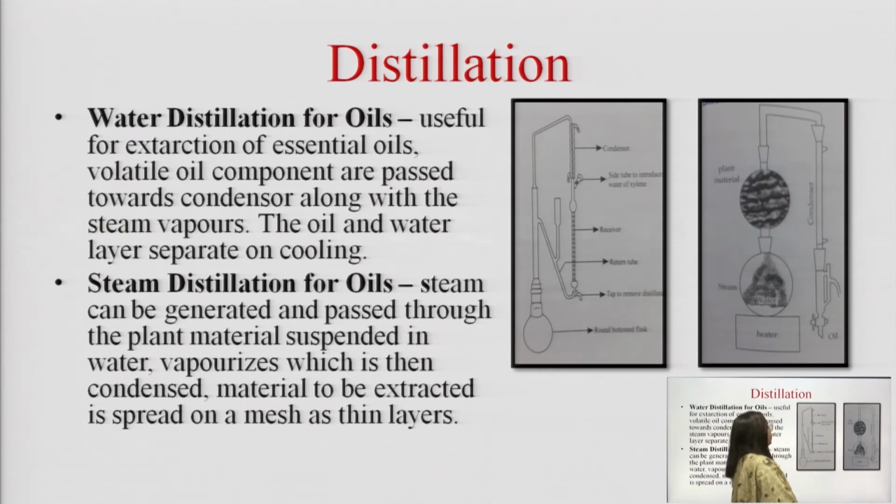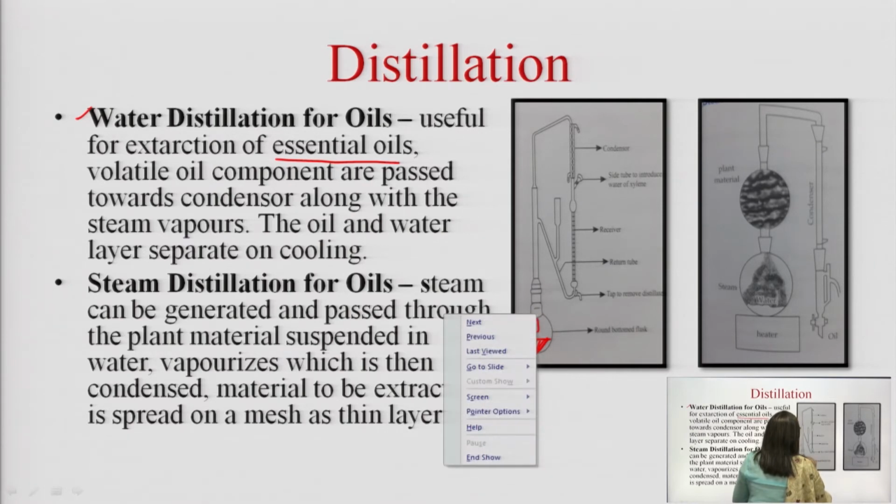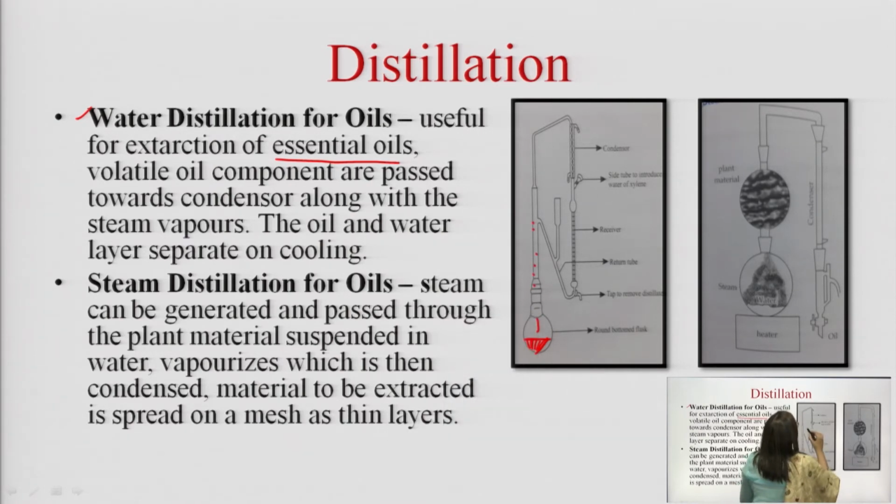This method is not suitable for some volatile components as they deteriorate because of prolonged boiling at high temperature. So here are the two apparatus shown for water distillation and steam distillation of oil. As said, water distillation is generally used for essential oils in common, though there are sophisticated instruments available for better separation of volatile oils. Here directly the component is heated along with the water, along with steam generated. The volatile component passes through the instrument, gets condensed out and finally is collected in the receiver.